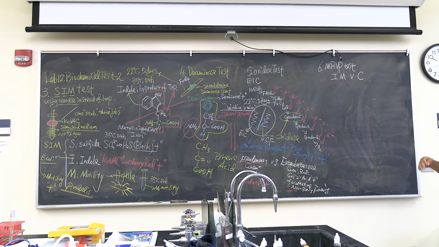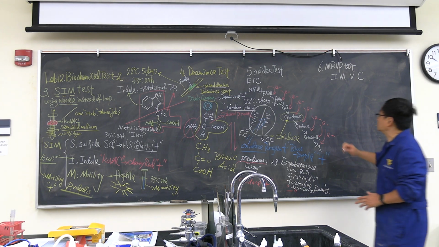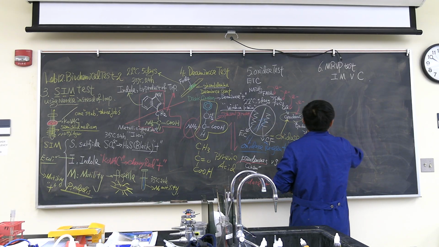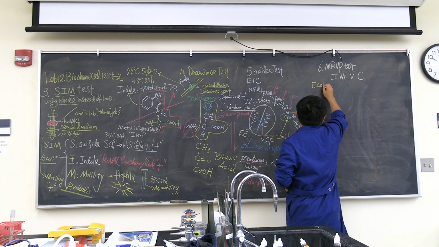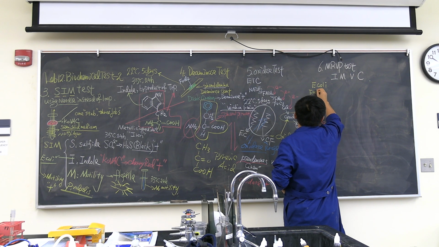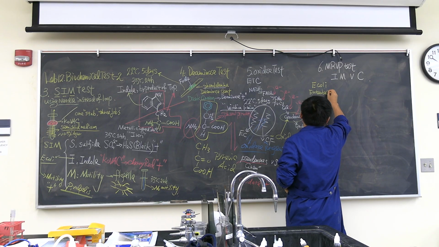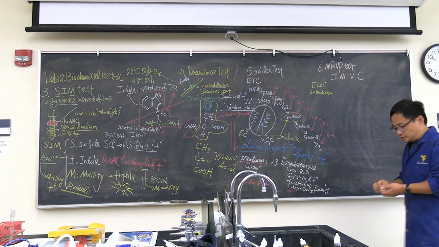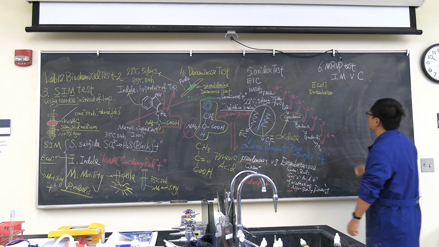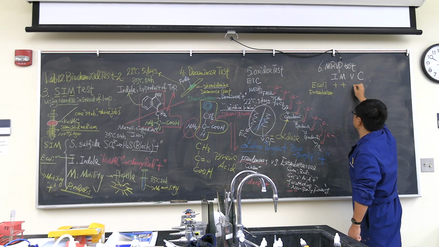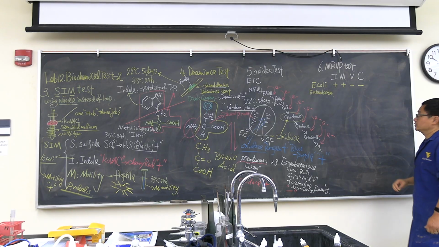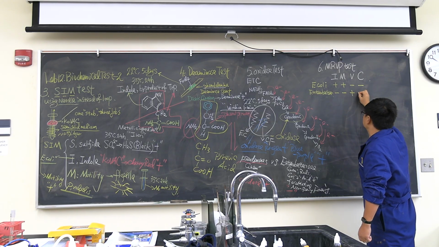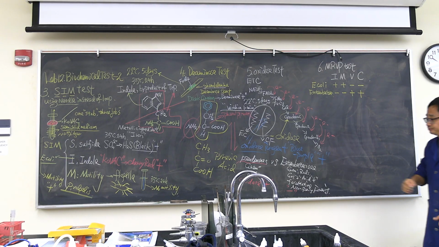In the food microbiology area, this is a very important experimental quick test. We use the IMVC test to differentiate two important bacteria, E. coli and Enterobacter, because the results are very interesting. For E. coli, it is positive, positive, negative, negative. For Enterobacter, it is negative, negative, positive, positive.